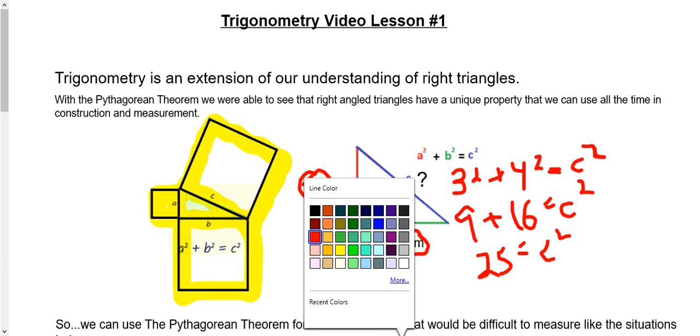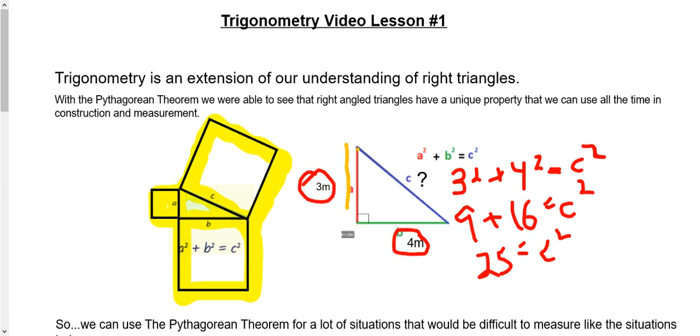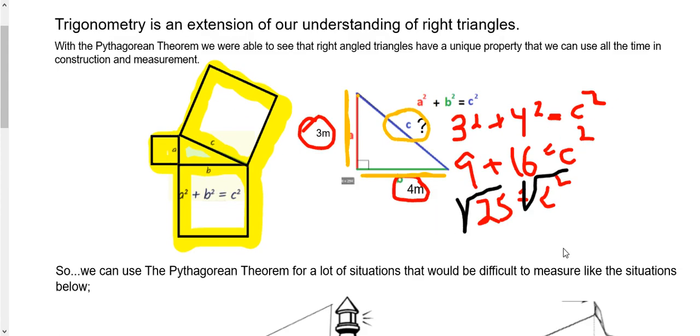Now, some kids would say, but that makes no sense. If this side is 3 and this side is 4, well, how could this side possibly be 25? I mean, we know it's going to be longer, but not that much longer. Well, you're right. Essentially, what we have to do is square root to get rid of that square. And if we do it to one side, we have to square root the other side, because that's algebra and that's fair. And Mom said I have to treat people fair. So 5 is equal to C. And that's a Pythagorean triple, 3, 4, 5.